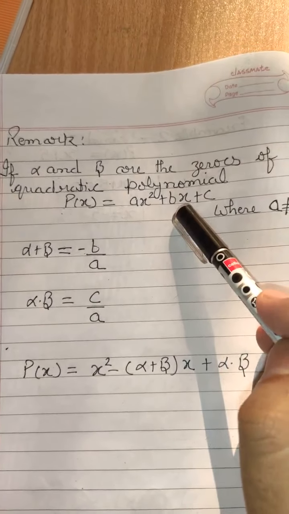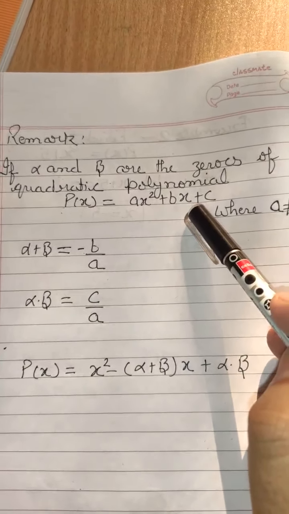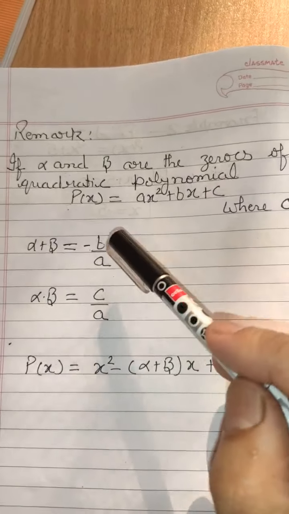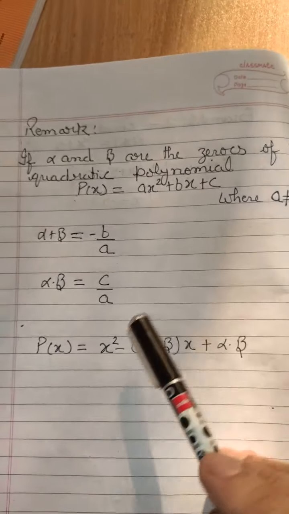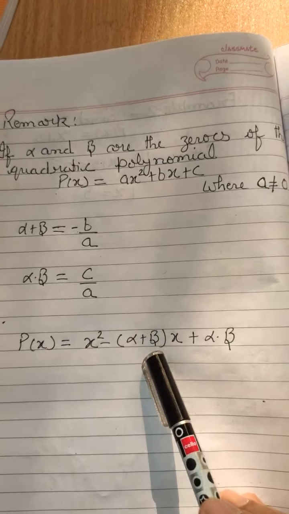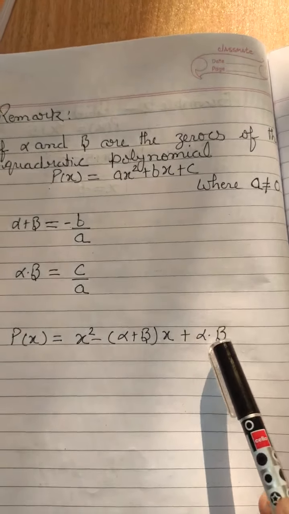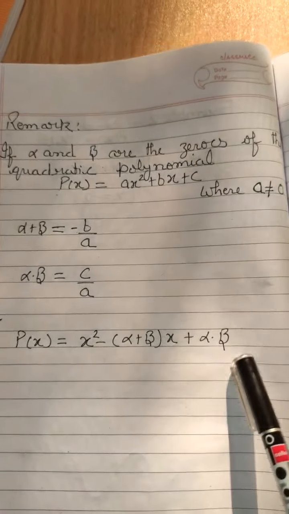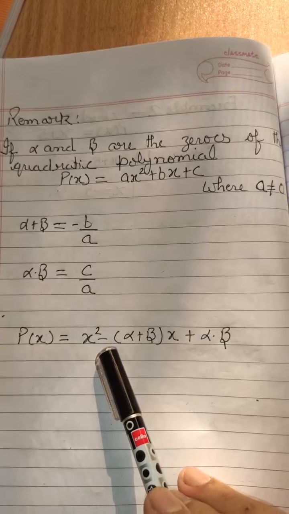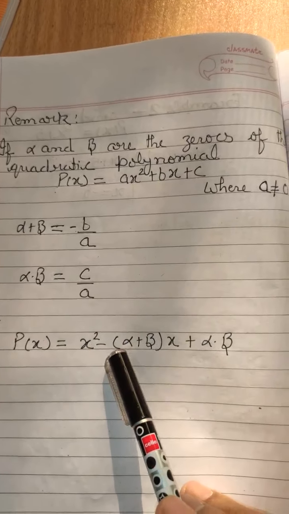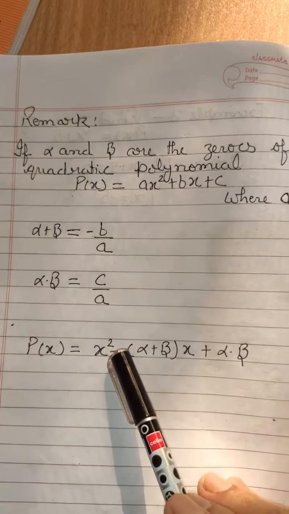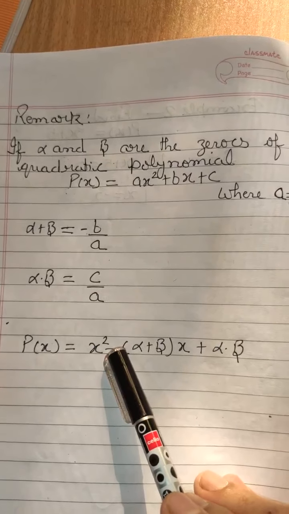How can we get these zeros? You can see my lecture 2. As you have got the zeros, can we again form the polynomial with these zeros? So what is the formula? Px is equal to x square minus alpha plus beta into x plus alpha into beta. This formula we will use in MCQs, where we have to save time in competitive exams, but in board exams we will use the comparison method. When I explain the question, you can see both the methods.